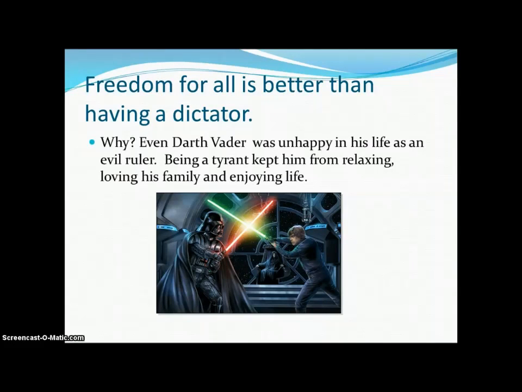Why is freedom for all better than having a dictator? Because even Darth Vader was unhappy in his life as an evil ruler. Being a tyrant kept him from relaxing, loving his family, and enjoying life. He was just too focused on being evil. And what that did was keep him away from his son and daughter, and just enjoying life in general.